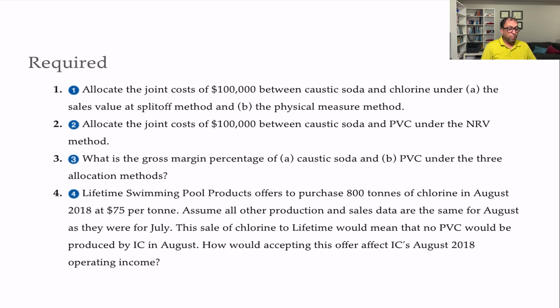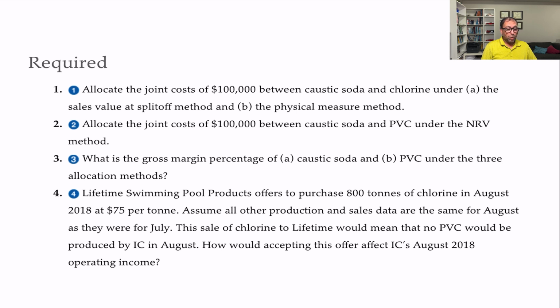So these two methods we're going to apply in the first part of the question. The second part is to allocate the joint cost of $100,000 between caustic soda and PVC under the NRV method, the net realizable value method. Number three is: what is the gross margin percentage of caustic soda and PVC under the three allocation methods? So we will see the gross margin percentage of caustic soda and PVC under the three different methods. And the last one is the topic we discussed, process or sell further. So that's a question related to that.